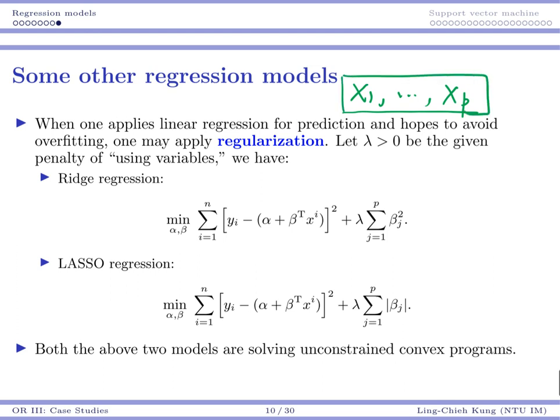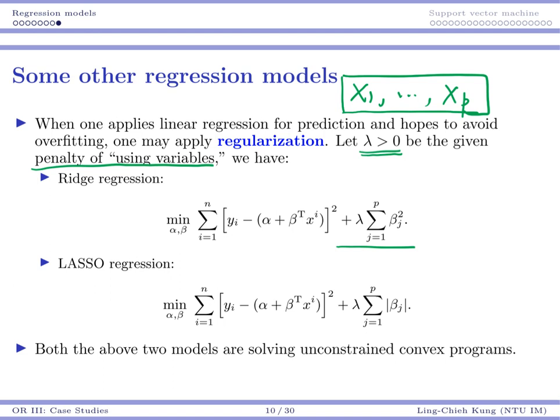Among all the variables you get, you don't choose them by yourself. You let the model choose it for you. So how to do that? Basically, you still formulate a least square problem. You still want to choose alpha and beta. Of course, here beta is a vector. You still want to choose alpha and beta to minimize the sum of squared errors. But here you have a lambda as a penalty of using variables, and you add a penalty term here.